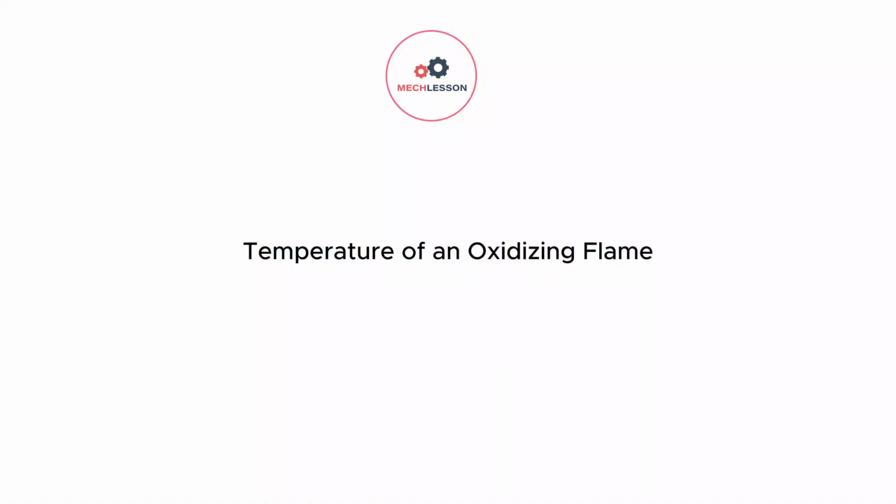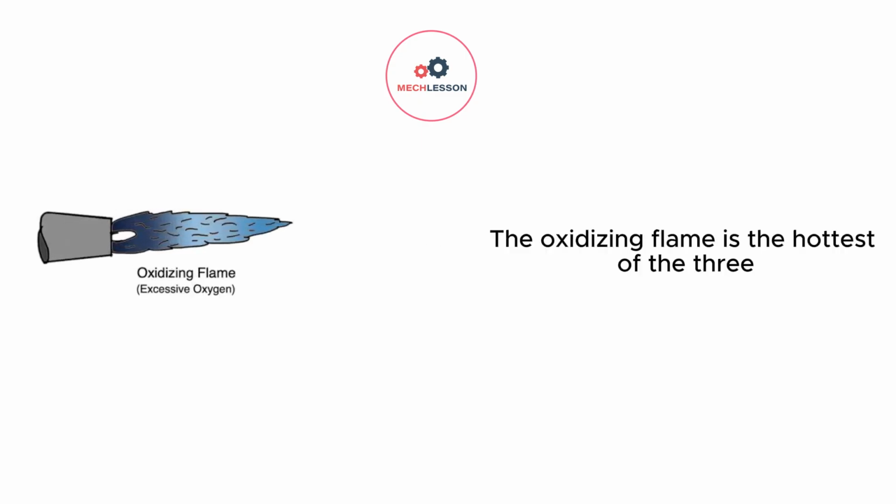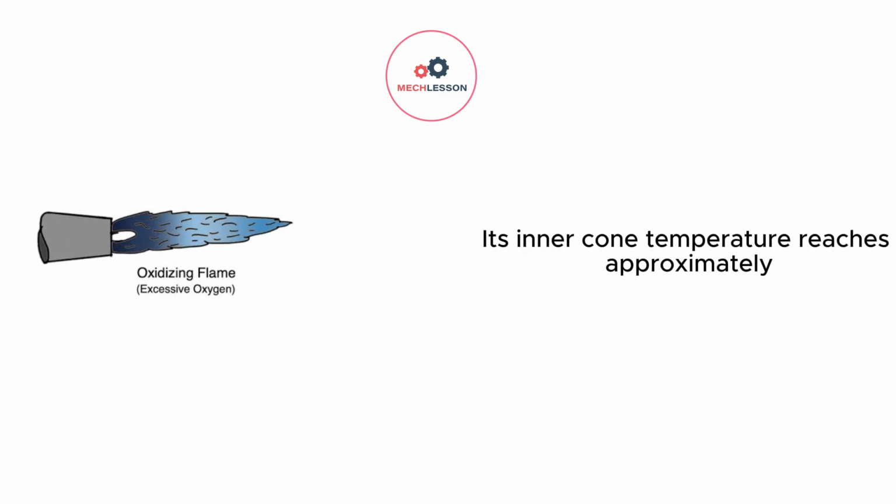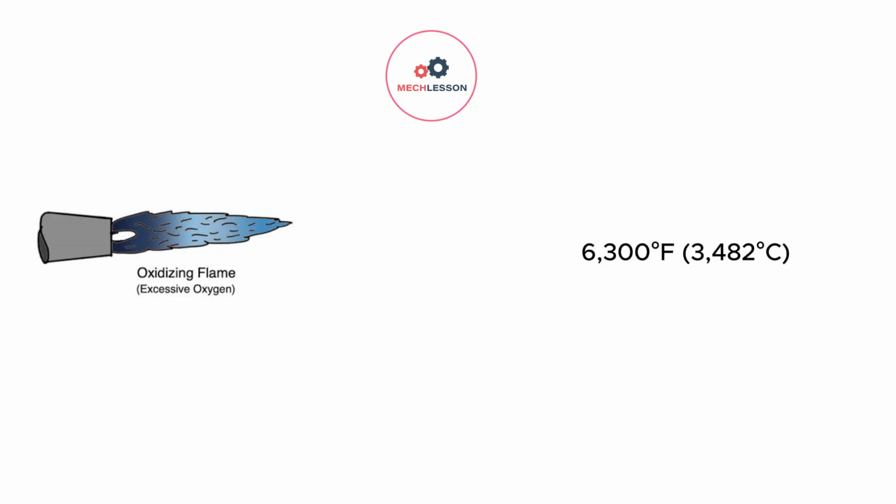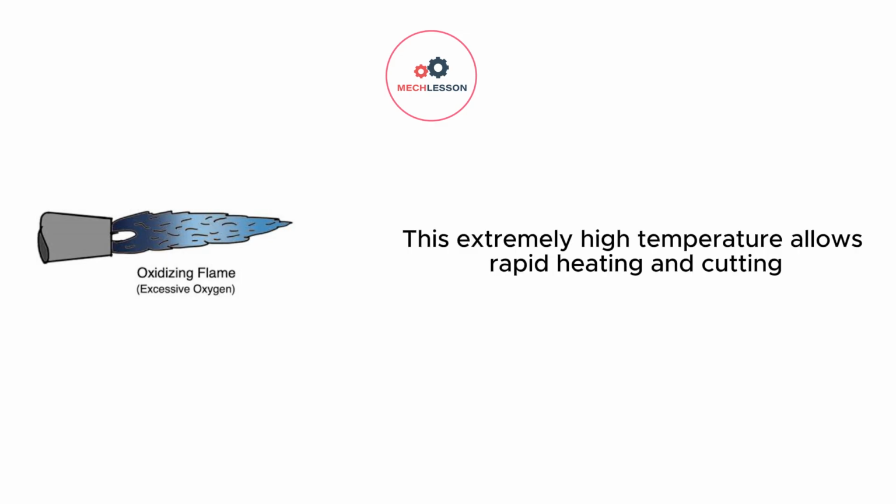Temperature of an oxidizing flame. The oxidizing flame is the hottest of the three. Its inner cone temperature reaches approximately 6,300 degrees Fahrenheit, 3,482 degrees Celsius. This extremely high temperature allows rapid heating and cutting.